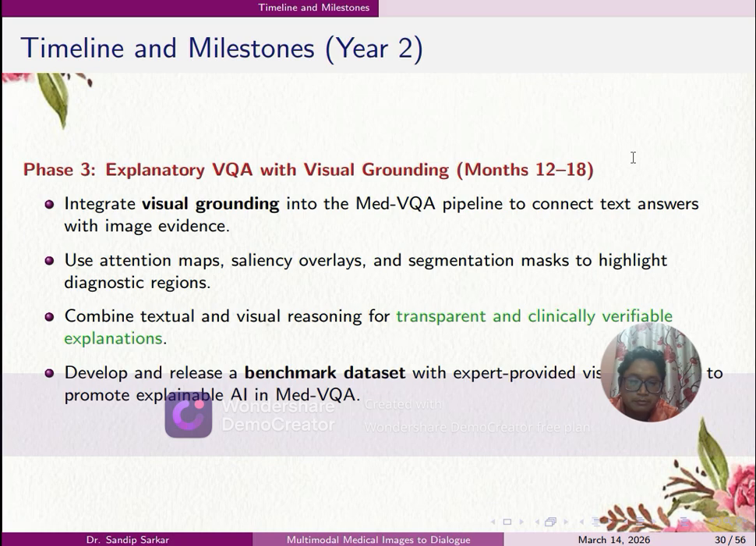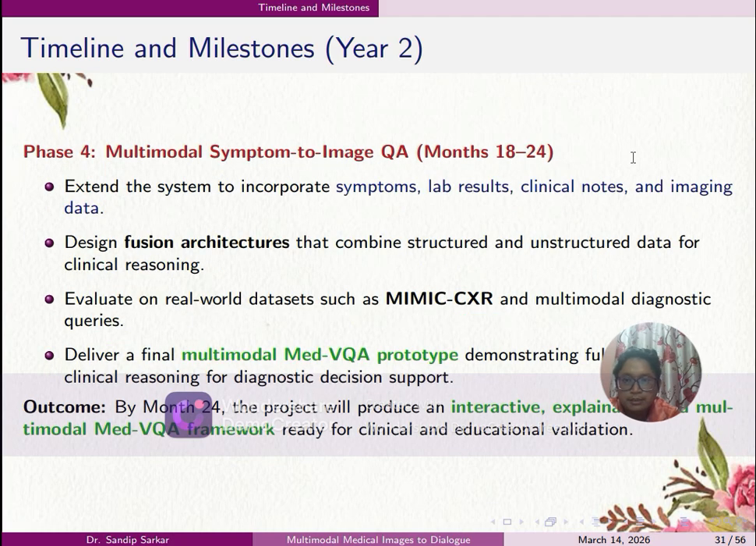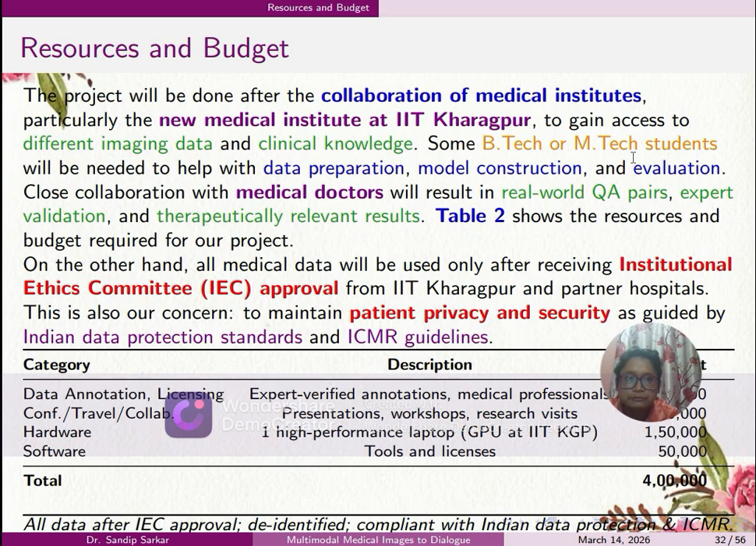With clinical fusion architecture that combines structured and unstructured data. Those are the methods and budgets for my work.